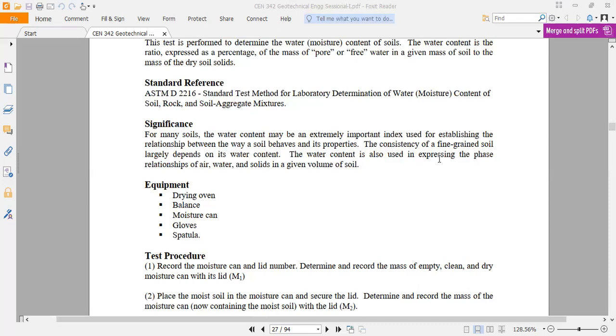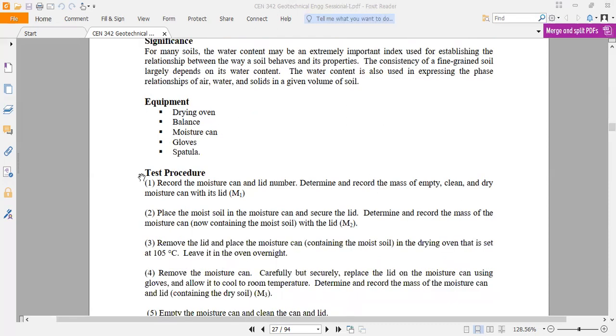What are the equipments we need? We need a drying oven, balance, moisture can, gloves, and spatula. These are the equipments that we really need for doing this experiment. Now the test procedure.